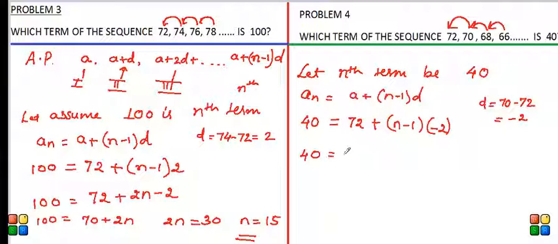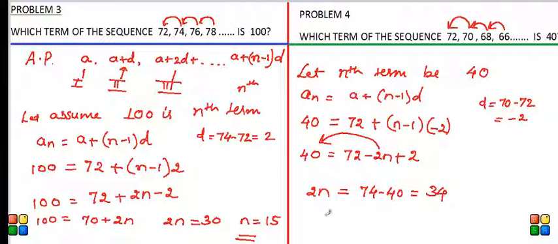Now 40 is equal to 72 minus 2n plus 2. So this minus 2n transposes to the left side, so we get 2n. This is 74 minus 40, which is equal to 34. So n is 34 by 2, that is 17. So the 17th term will be 40.